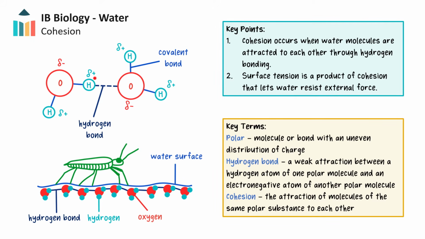When we talked about water's molecular structure, we discussed how hydrogen bonds form between the positive hydrogen atoms and the negative oxygen atoms of two different molecules. This results in polar molecules having forces of attraction, giving rise to a phenomenon called cohesion. Cohesion occurs when molecules of the same polar substance are attracted to one another.